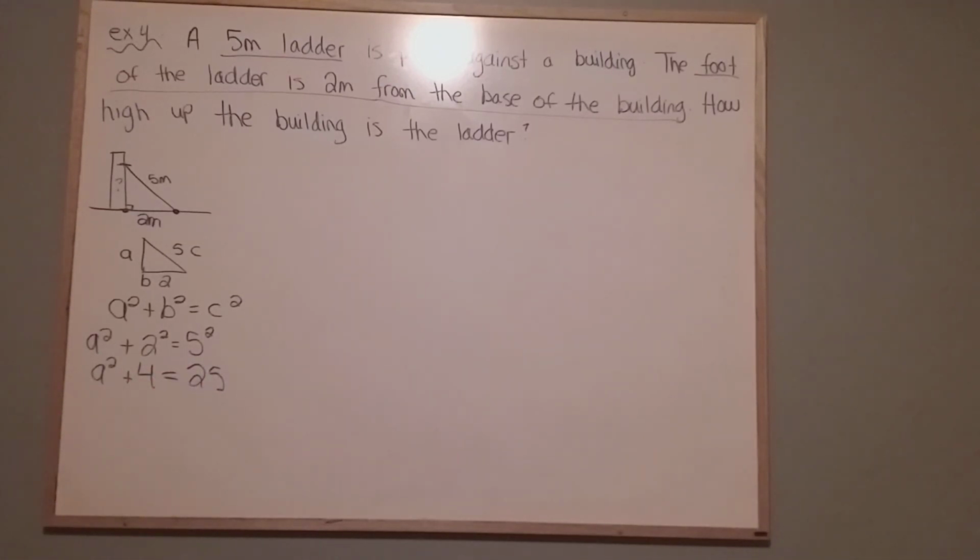This time my numbers are on the opposite side of the equal sign, so I'm going to subtract. A squared is going to be equal to 25 minus 4, which means A squared is equal to 21. The last step is to take the square root. So the square root of 21 is 4.6 meters. And that is how high your ladder is. So you can summarize this in a sentence. And that's the end for the word problem examples.